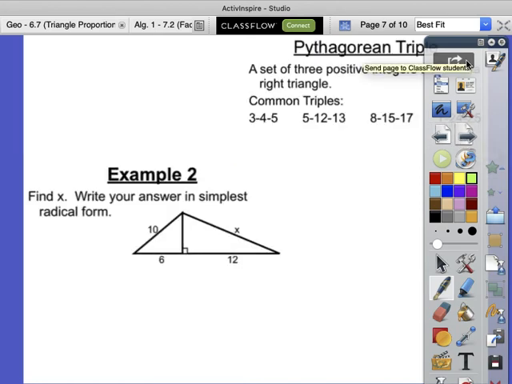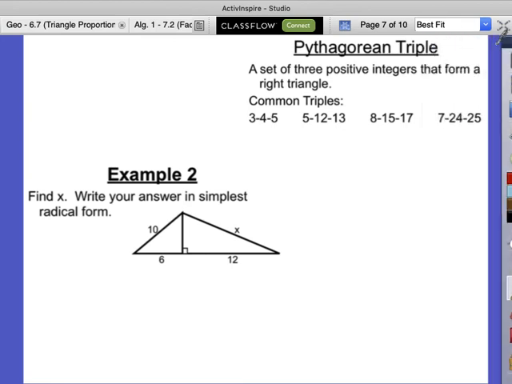Alright, so we have this thing called a Pythagorean triple. You can use these, you don't have to use these. I'm not going to ask you to memorize them. But if you want to memorize them, they can be helpful shortcuts. I'm giving them to you because they're helpful shortcuts if you want.